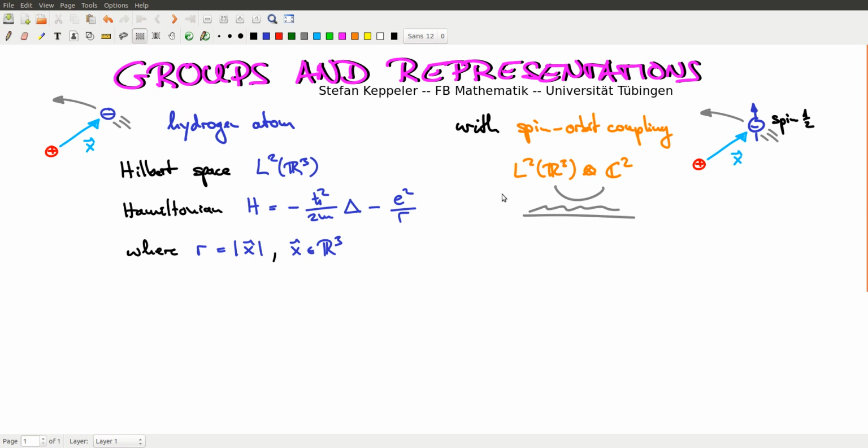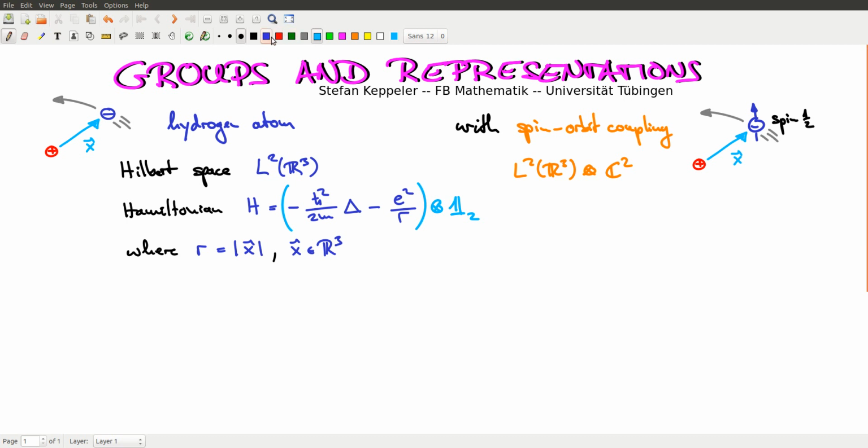But before we do this, let's analyze the original Hamiltonian, kind of embedded in this space. So we would say, before we add a spin-orbit coupling term, the Hamiltonian is just the original Hamiltonian tensor the identity on C2. And now what happens from a representation theory point of view?